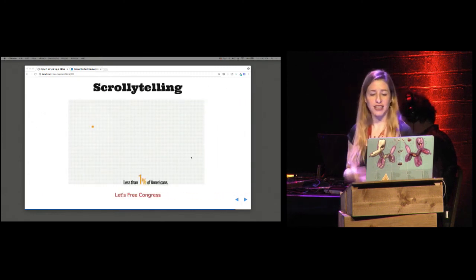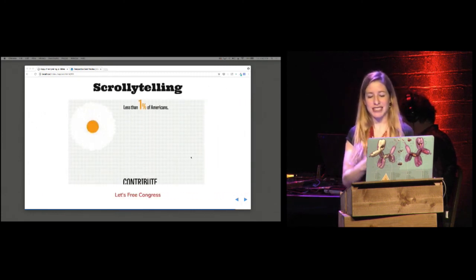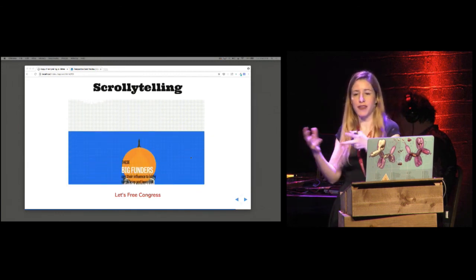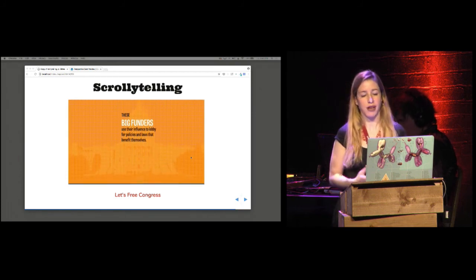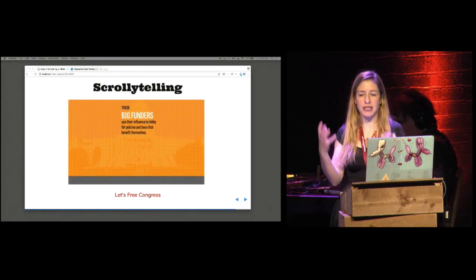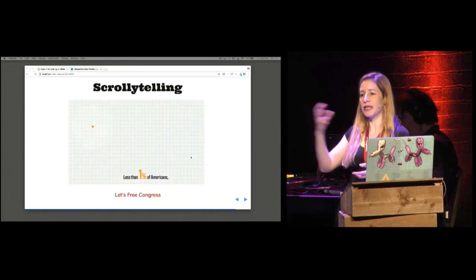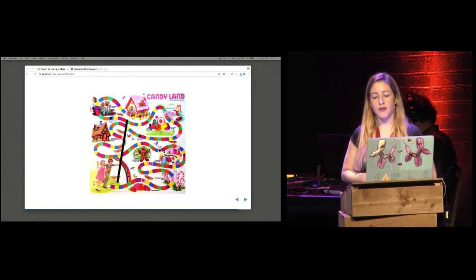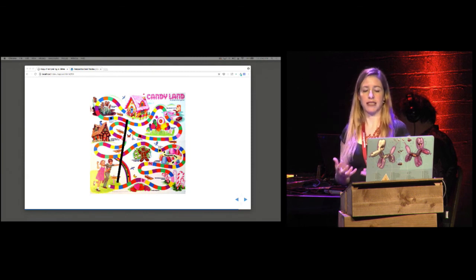Let's Free Congress is also a great example of scrollytelling, because this storytelling allows the user's attention to pair with the graphics as they're being led through all of these things. So these concepts are shown to you one piece at a time, and you feel like you're part of this journey. So what do we learn when we consider our websites to be storytelling?